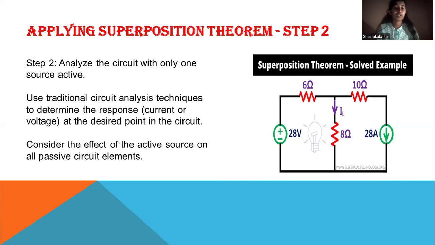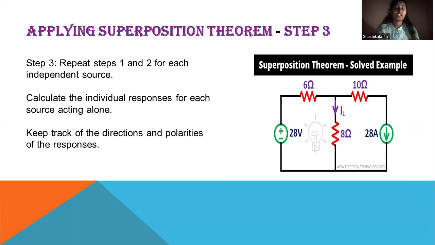In step 2, we analyze the circuit with only one active source and the rest of the sources at 0. Use traditional circuit analysis techniques to determine the responses, such as the current response or the voltage response at the desired point in the circuit. Here is the circuit used to apply step 2. Consider the effect of the active source on all the passive circuit elements.